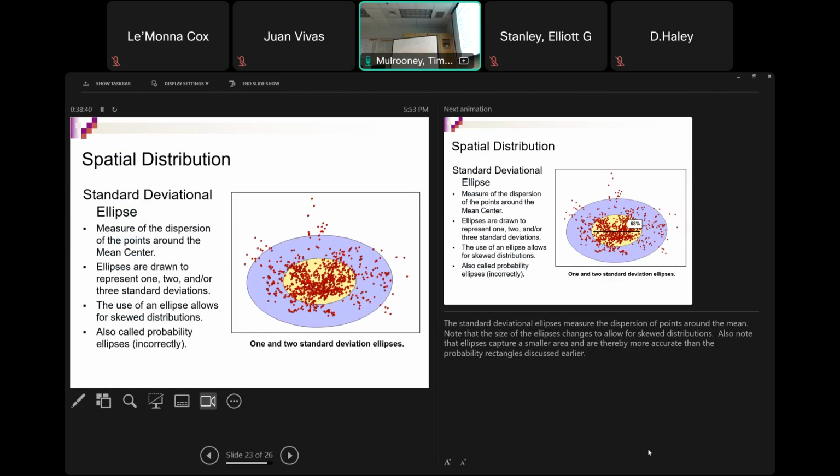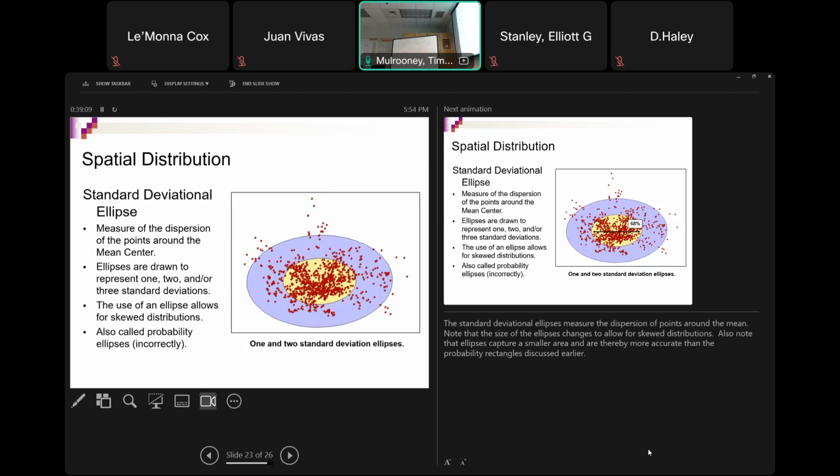This is called the standard deviation ellipse. We have one and two standard deviation ellipses where the center is the mean center. What's the definition of a standard deviation? Let's get deep real quick. What is a standard deviation? Can you tell me in words what standard deviation is? How far away it is from the mean.